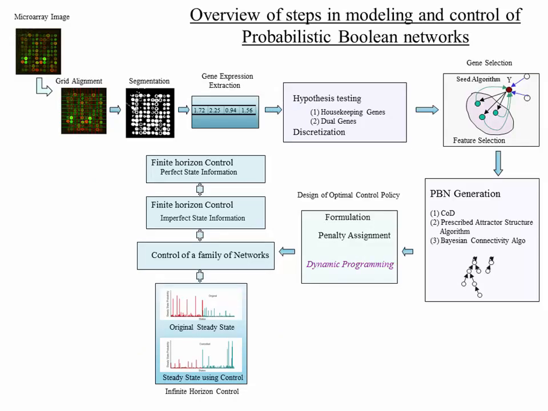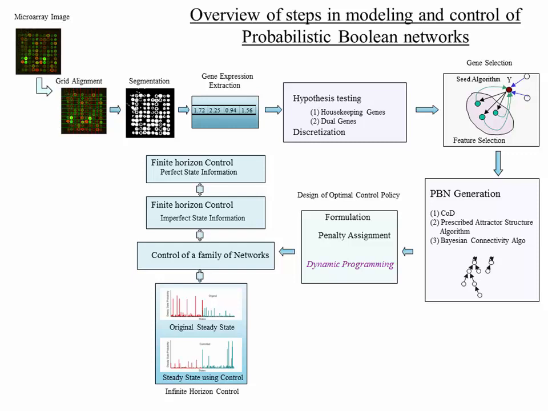And these are all the different steps that we had used. For example, your microarray image, grid alignment, segmentation, gene expression extraction, hypothesis testing. All these things I have covered in detail, because in this course we have gone through all these chapters. Okay, then I talked about the seed algorithm and so on, right? At the end of the day, you'll come up with a probabilistic Boolean network.